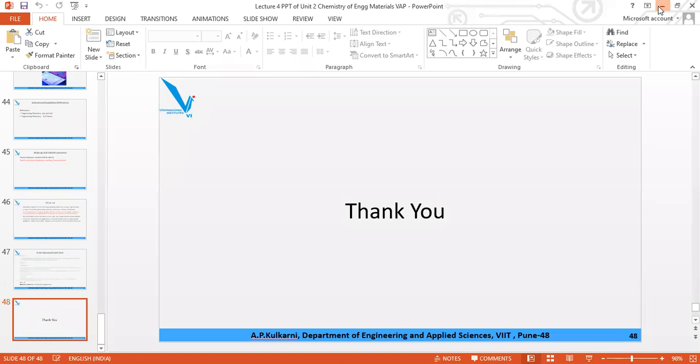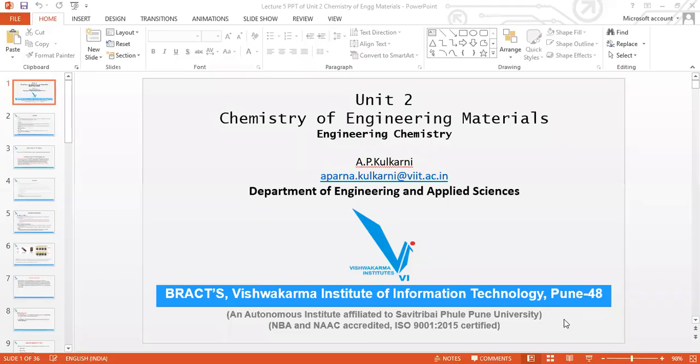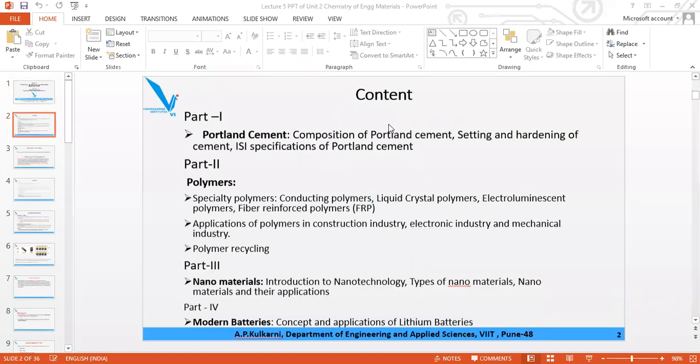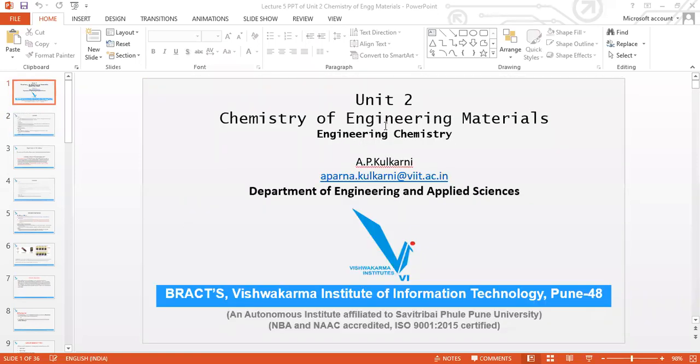Why is my screen sharing paused? Can you see my screen sharing now? One minute. Is it visible now? Yes, ma'am. Okay, so some technical problem is happening with this lecture. One minute. It should be the 5th lecture.